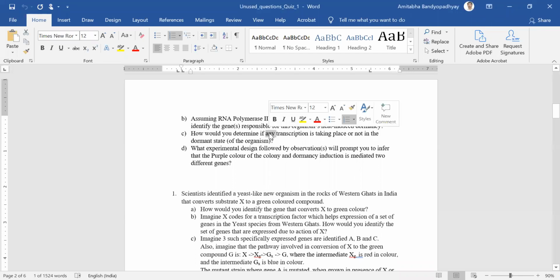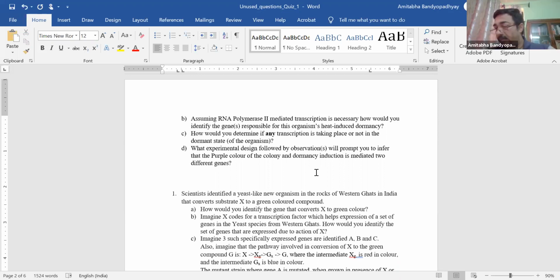Sir, we can expose the cell to radio-labeled nucleotides for a brief time period, and then we will analyze if any radio-labeled mRNA is formed or not. Yes, absolutely, by autoradiography. That is the answer. That is the way to do it.